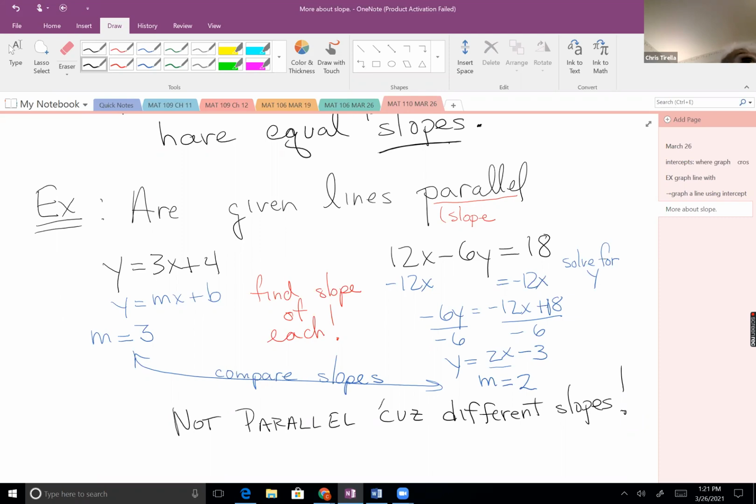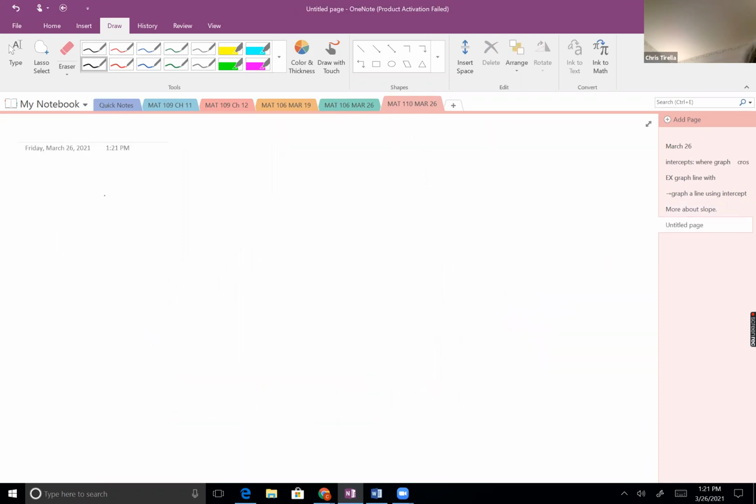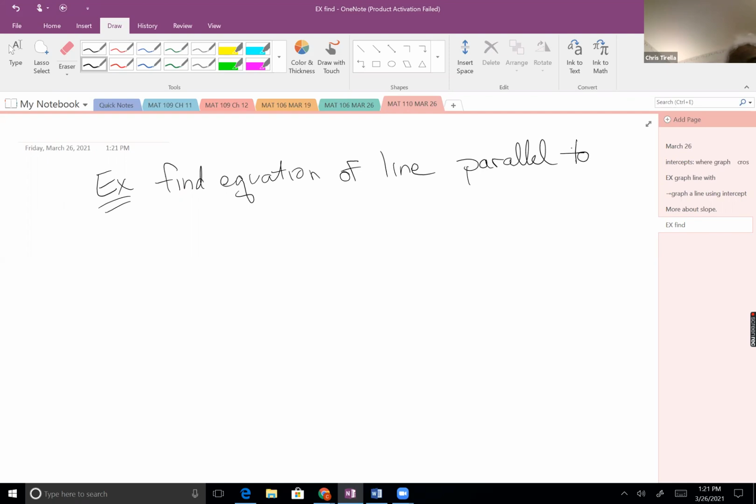The other type of question that we might see is we might be asked to write the equation of a line parallel to a given line. So next example, let's find the equation of a line parallel to a given line through a given point.